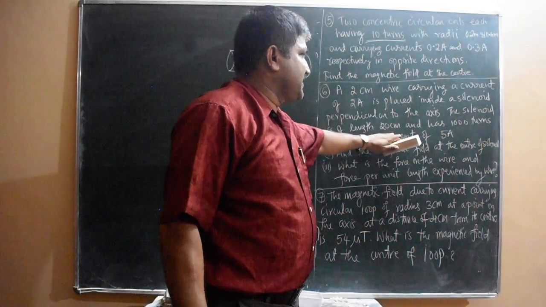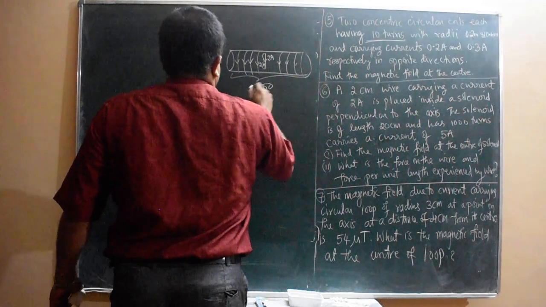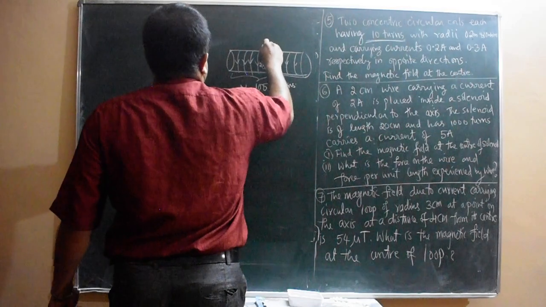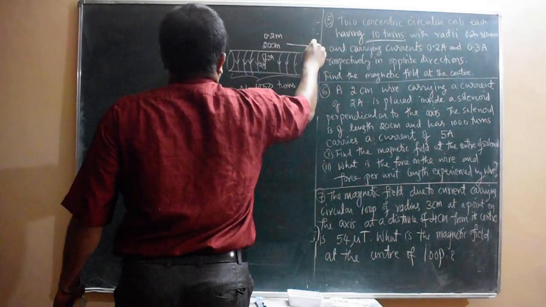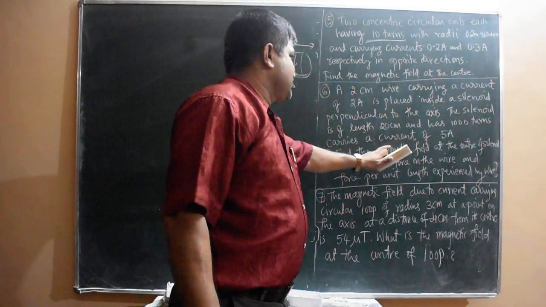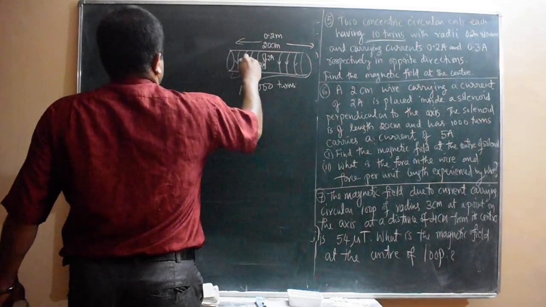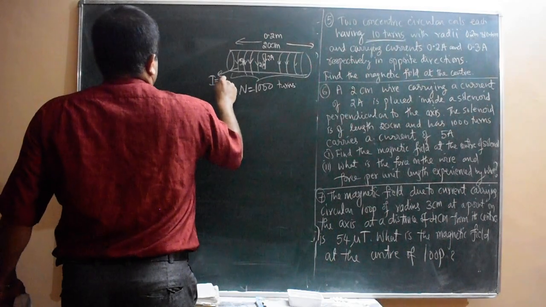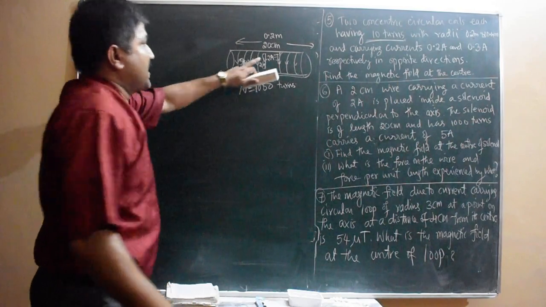The solenoid of length 20 cm has 1000 turns. So 1000 turns are there, the N value of the solenoid. The length is 20 cm equal to 0.2 meter. Then 1000 turns, and the current in the solenoid is 5 ampere. 5 ampere is the current in the solenoid, I. Whereas this I will take as I dash, I dash is the current in the wire.